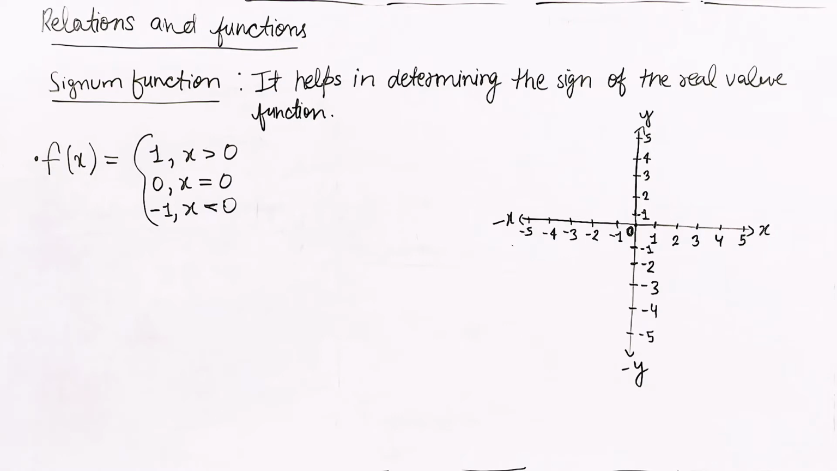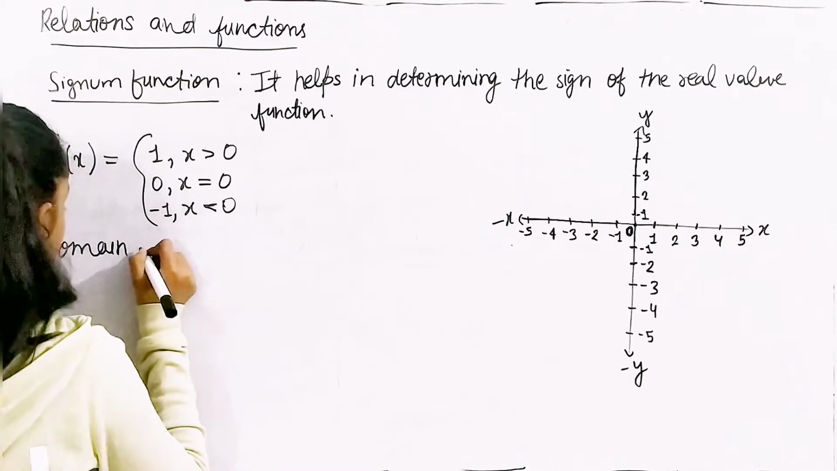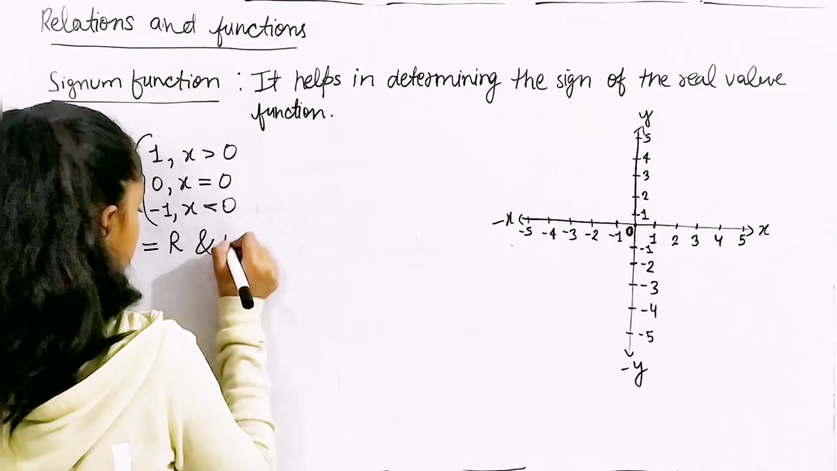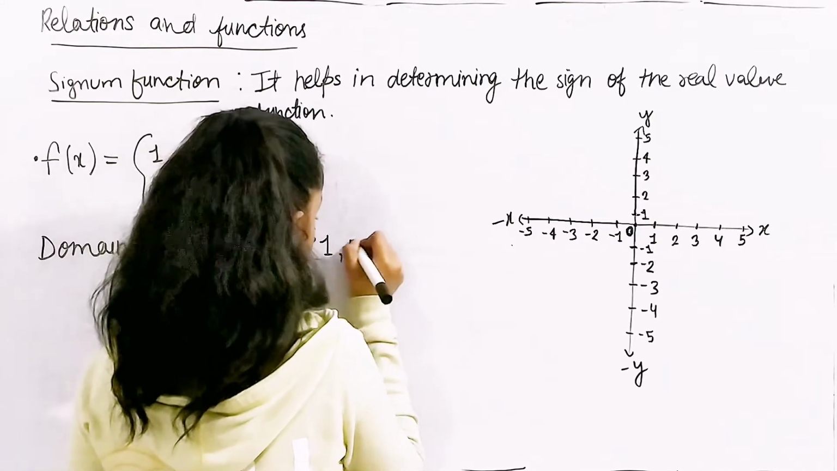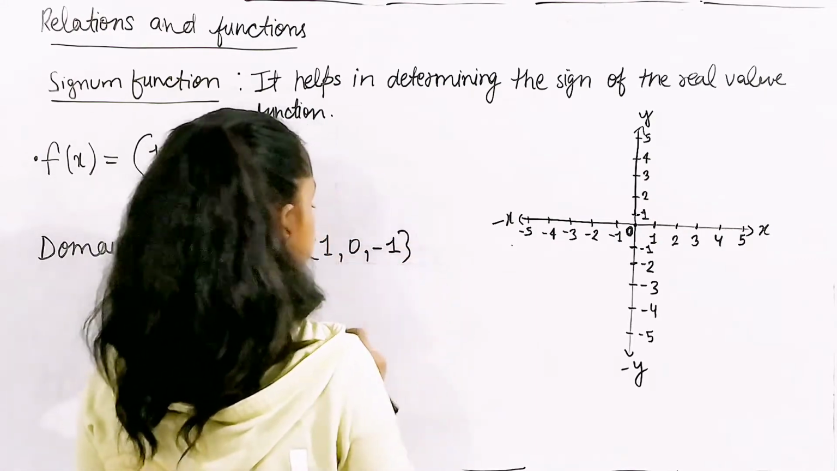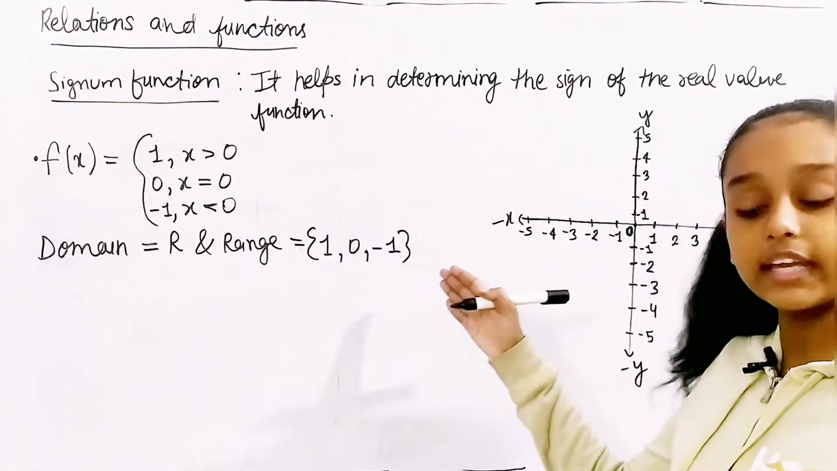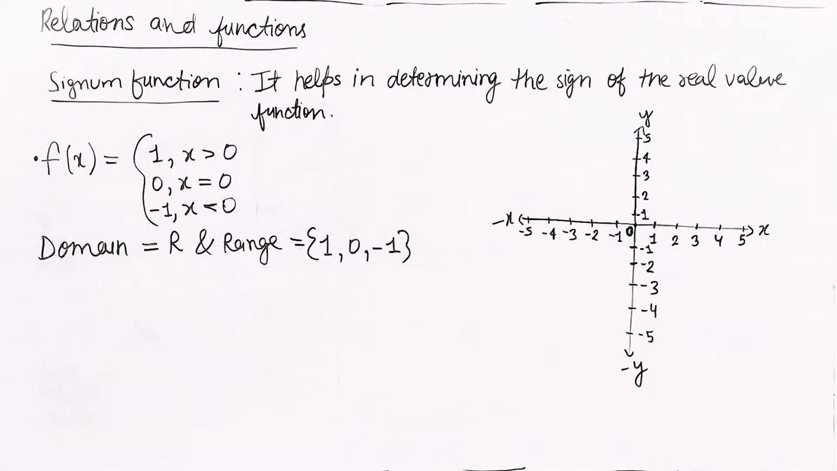So first, if we talk about the domain, it is going to be the real numbers. But what about the range? The range is only going to be 1, 0, and -1. That's it. So this is what I'll be having. And if you want to see it in graph form also, then let's have a look.